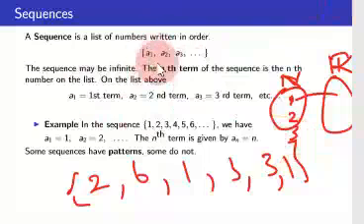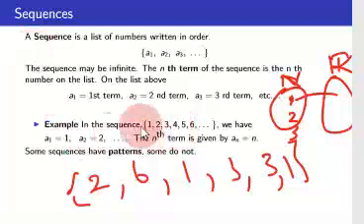We call this the first term of the sequence, this is the second term, third term, and so on, right? For instance, look at this one here, 1, 2, 3, 4, 5, 6, and this goes on. So the first element of this sequence is 1. It is denoted by a sub 1. This is the second element in the sequence. It is 2. Note that a sequence does not have to have a pattern.